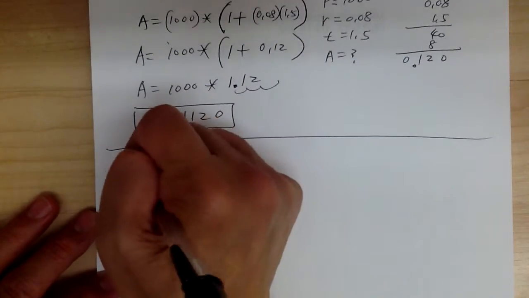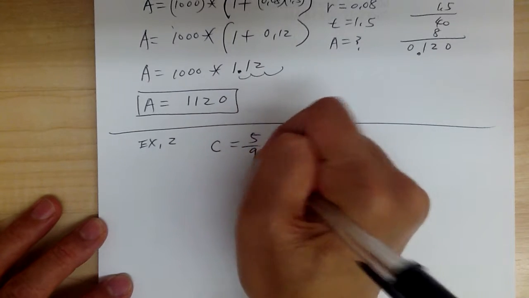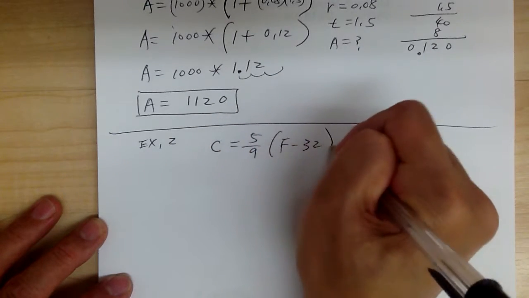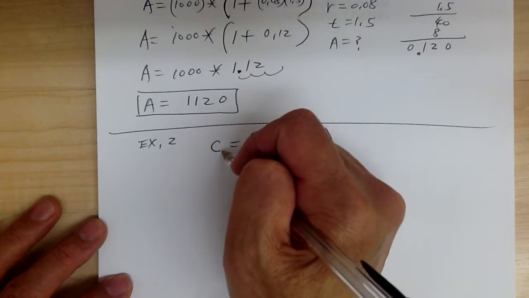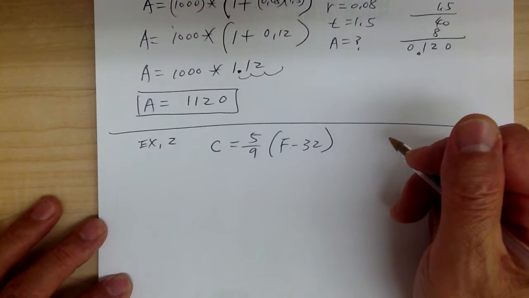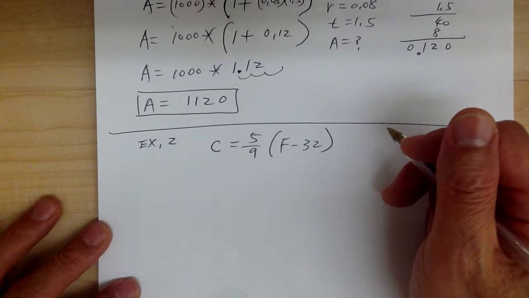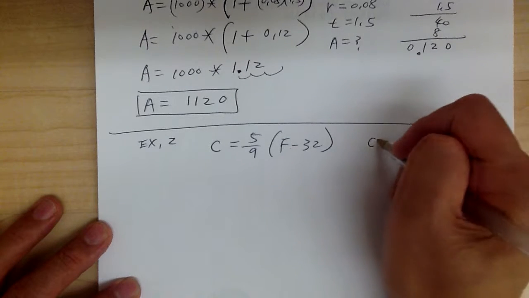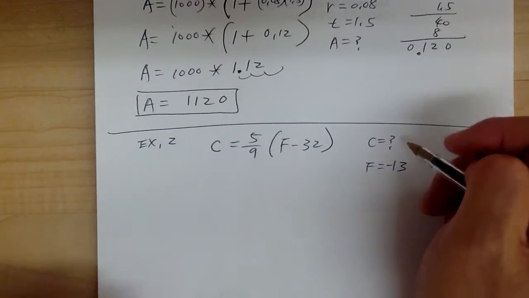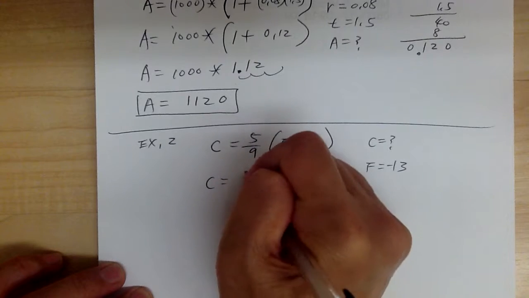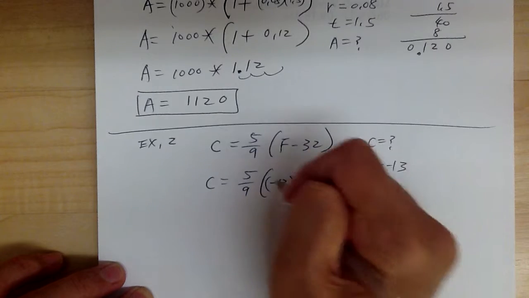Okay, let's go to example 2. Example 2, you have a formula C equal to 5 over 9 times F minus 32. And this is for science. This is changing from degrees Fahrenheit to degrees Celsius. Okay. So over here, you want to find C. So you're looking for C when F equal to negative 13. Okay, so let's go and substitute. So C equal to 5 over 9 times the F, which is negative 13, minus 32.